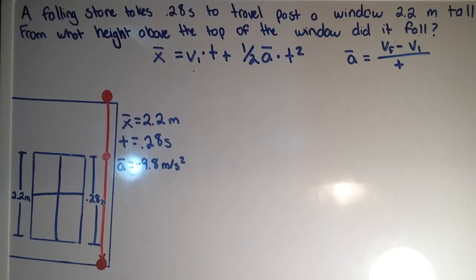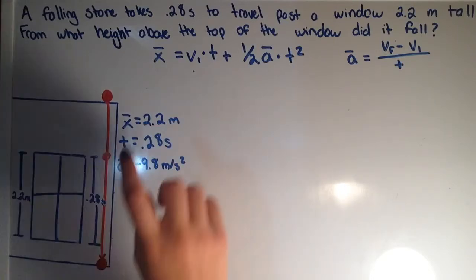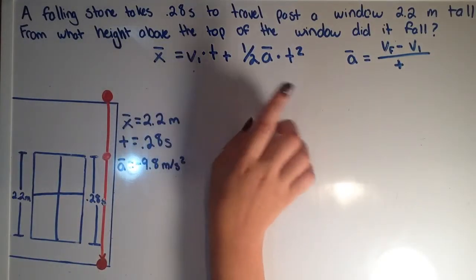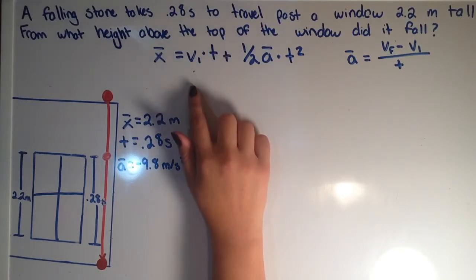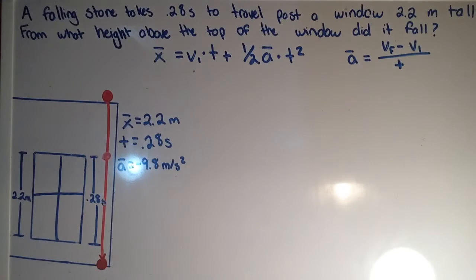So that leaves us with the displacement formula. We are able to use this one because we do have the displacement, we have the time, and we have the acceleration. The only variable we are missing is the initial velocity. The only thing with this one is we have to reorder it so that we're able to use it to find the initial velocity and not the time.